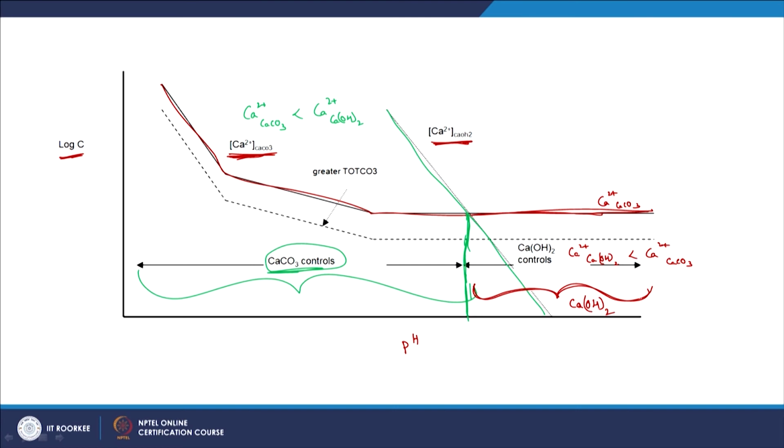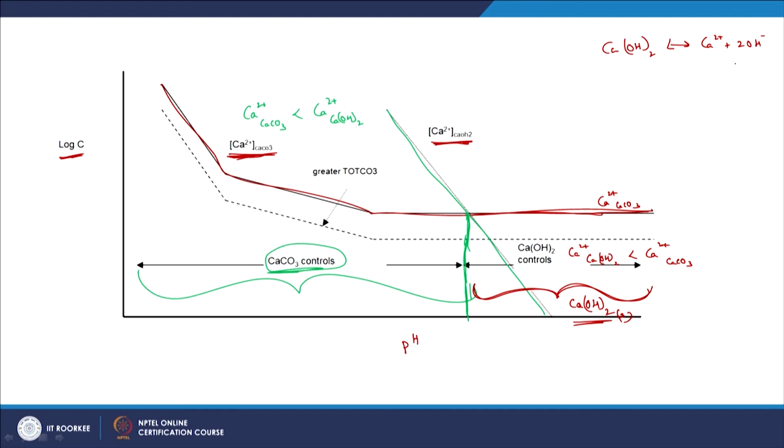So again, now this is good. Let's try to understand this. At remarkably high pH, Ca(OH)2, the solid, is going to be precipitating out. Why is that? If you look at it, Ca(OH)2 is going to be in equilibrium with Ca2+ and 2OH-, right.